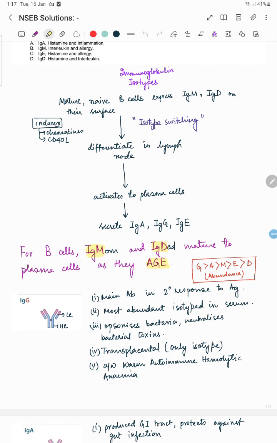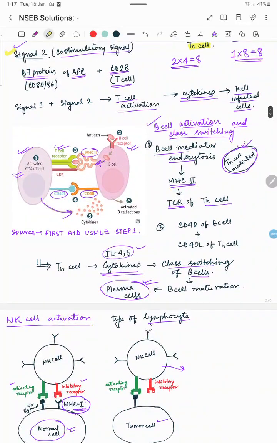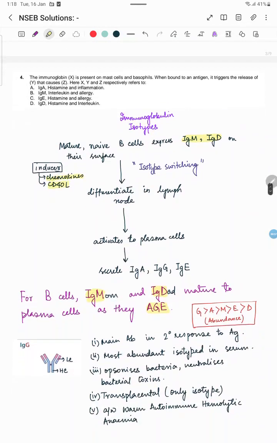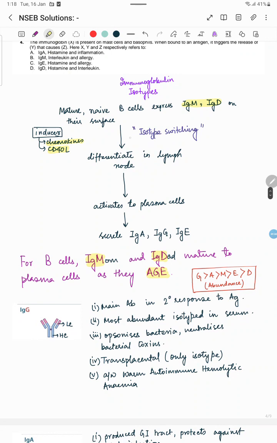Now let us first understand the story of the B cells. See, the mature naive B cells express IgM and IgD on their surface. And then several inducers like the chemokines or the CD40 ligand, which we have learned about in our previous video on B cell activation, help in differentiating these naive B cells to active plasma cells, which secrete antibodies like immunoglobulin A, G, and E.